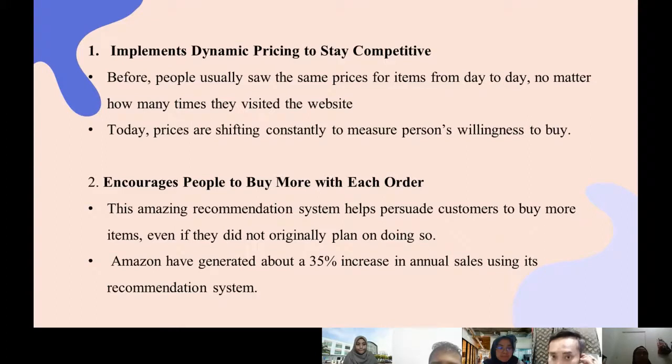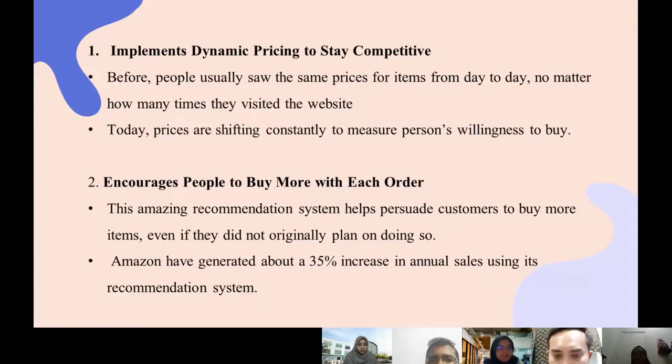The first is implementing dynamic pricing to stay competitive. Before applying this, people usually saw the same price for an item from day to day, no matter how many times they visited the website. After applying this step, prices are shifting constantly to measure the customer's willingness to buy.